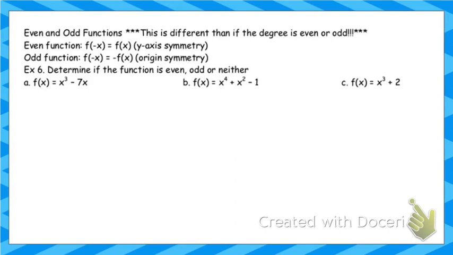Algebraically, the way we determine it is we plug in negative x for x. If we plug in negative x and we get the exact same original function, that is proof algebraically that it's an even function. If we plug in negative x and we get negative f of x, which usually looks like the exact same function but the opposite sign, that is an example of an odd function. So what we do to test these is we plug in negative x.